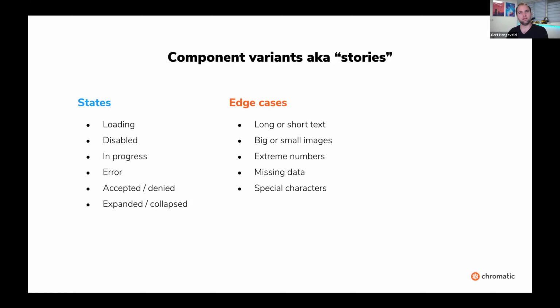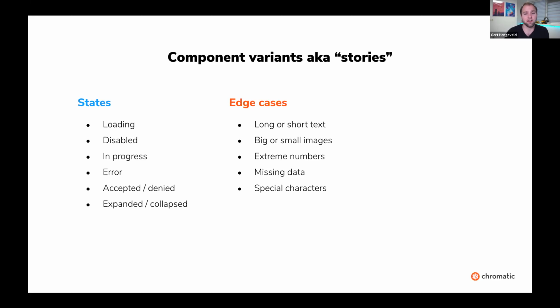And then take it one step further, you get to think about the edge cases that this component could have. So long or short text: what happens if you pass a very long text into a particular component? How does the text wrapping work? Or does it truncate or something like that? Big or small images, same thing. Do you scale the image, or do you crop it, or what happens? Extreme numbers: say something takes a number, what happens if you pass in a negative number, or 0, or a million? What happens, right?